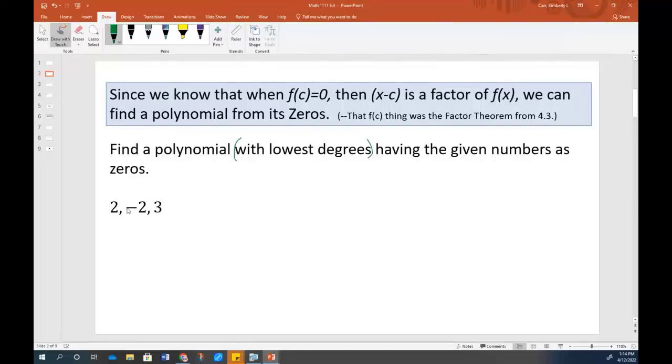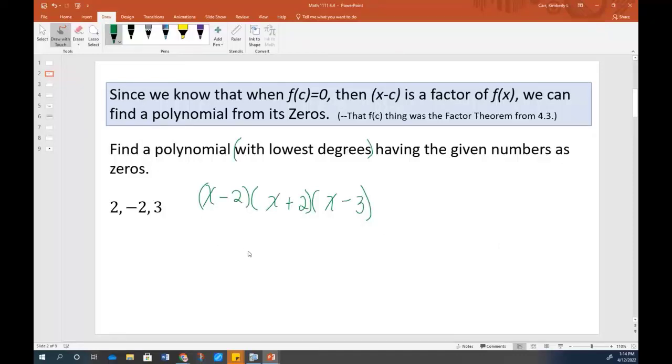So what we do is each one of these is a 0, and we want to do x minus the value that's given. So we're going to start with x minus 2, and then x minus negative 2, of course, will become a plus. We'll constantly be changing the sign we see over here into what I put as the factor. So with a 3, we put x minus 3. Now we're going to multiply this together, and we'll have our polynomial.